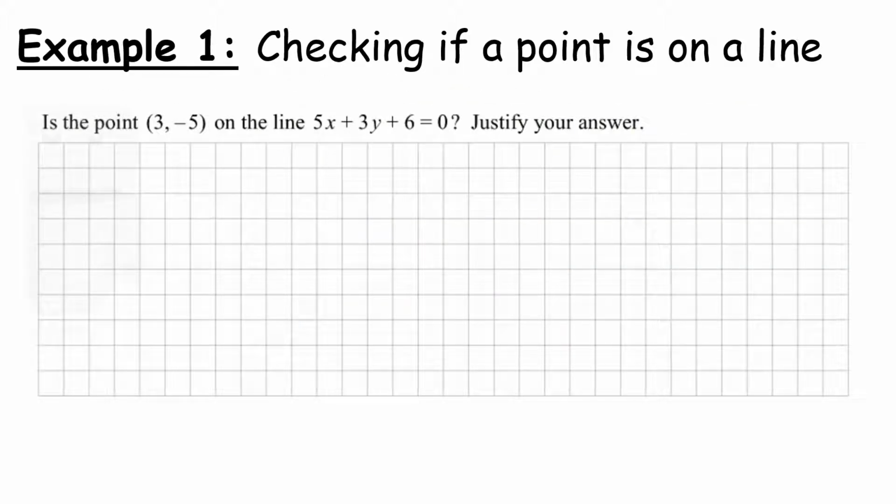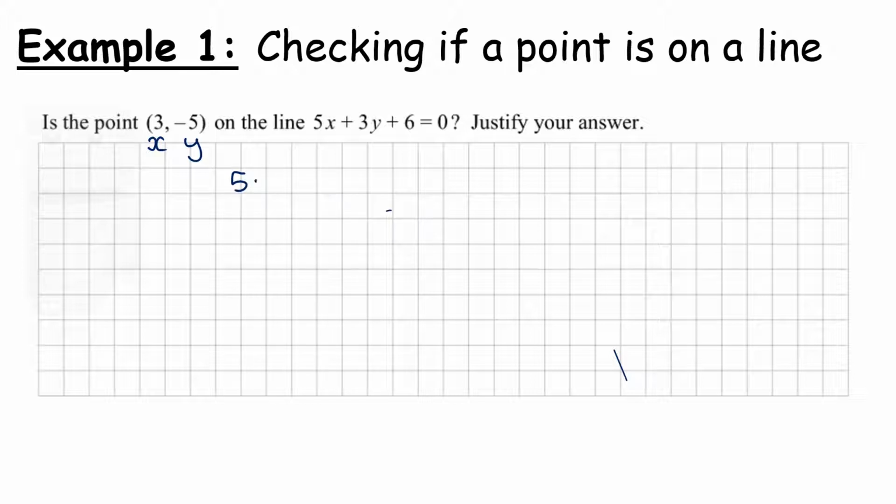So let's take example 1, checking if a point is on a line. So this is the same formula to check if a point is on a line or on a function, or as we move into the Leaving Cert course, if it's on a circle. So what we're going to do is we're going to use substitution. So we're labeling our point, that is the x part, that is the y part.